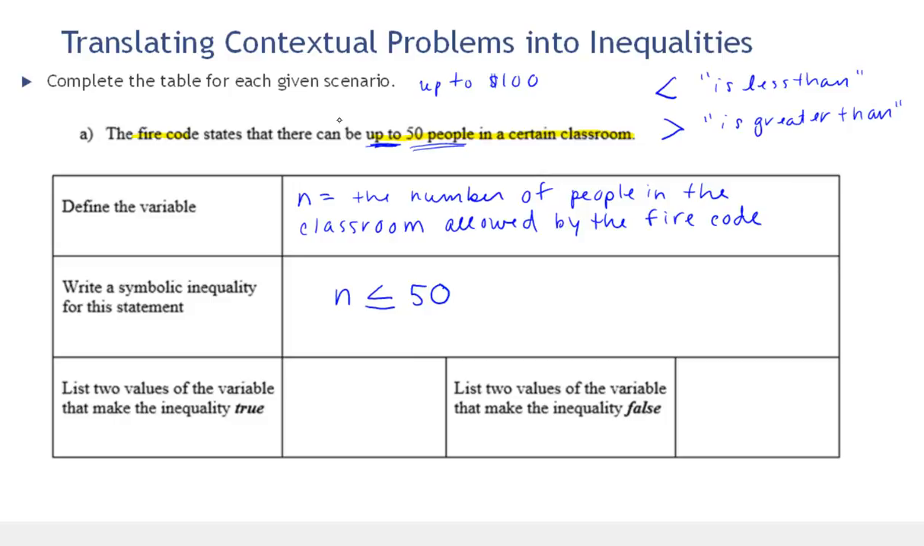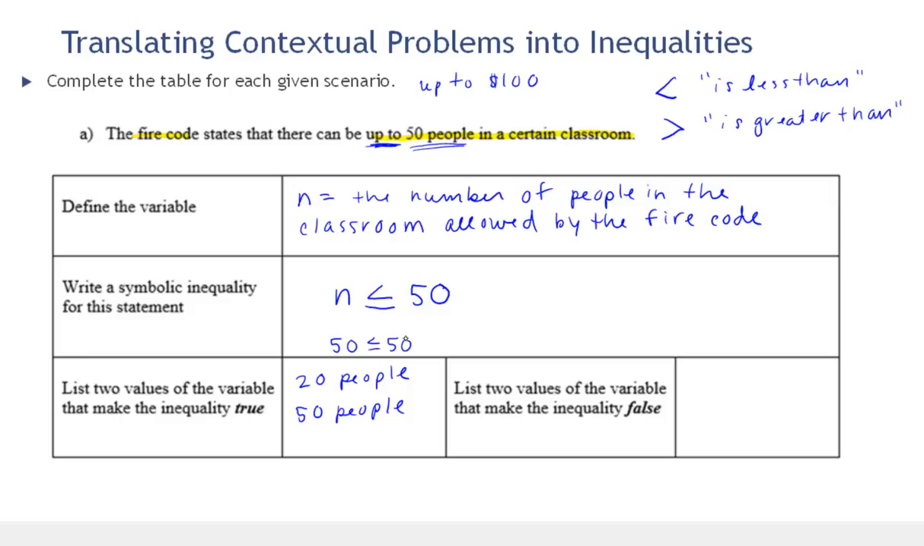Now, inequalities in general are true for an infinite amount of numbers and false for an infinite amount of numbers. So they're conditional statements. So we're going to list two values of the variable that make the inequality true and two values that make the inequality false. So two values for n that are less than or equal to 50. So I'm going to say, well, 20. So if there's 20 people in the classroom, that would meet the fire code. And also I'm going to use 50 because that's right on the boundary. And notice 50 is okay. If we replaced n with 50, 50 is less than or equal to 50. That is a true statement.